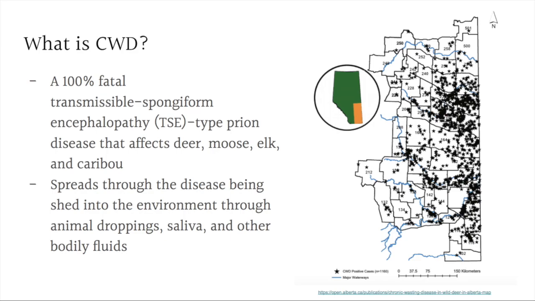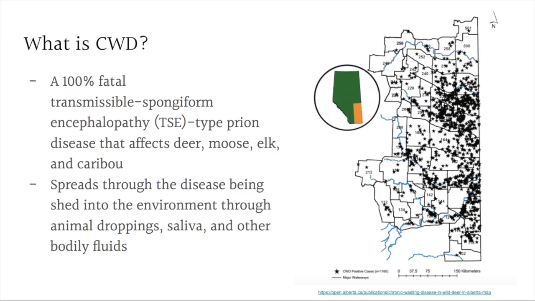And the disease can take a long time to manifest in an animal, so signs of chronic wasting disease, which include behavioral signs like the drooping of the head and not being able to walk properly, might not show up until very late in the disease stages.